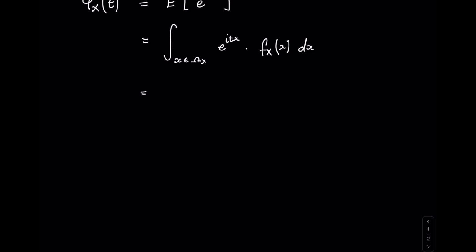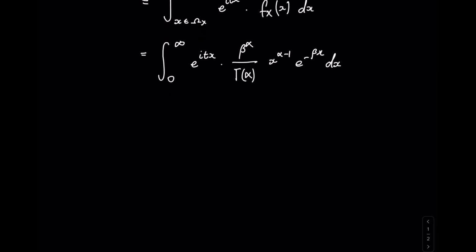Our next stage is to simply substitute some of our numbers in. So we know that the support of x, for example, is for any x greater than 0. So our terminals now go from 0 to infinity. We still have our e to the itx here. And now we're going to multiply by the PDF of the gamma distribution. So I'm just going to write it down here. x to the alpha minus 1, e to the negative beta x dx.